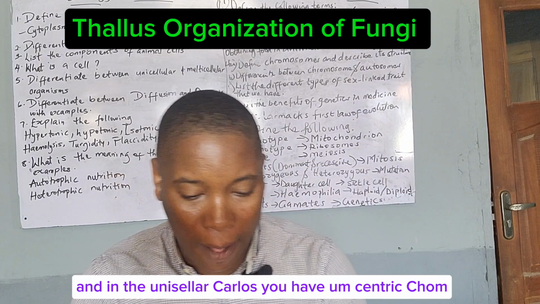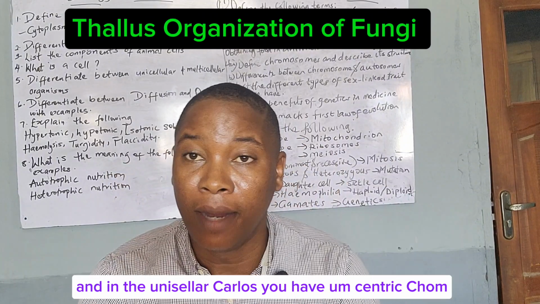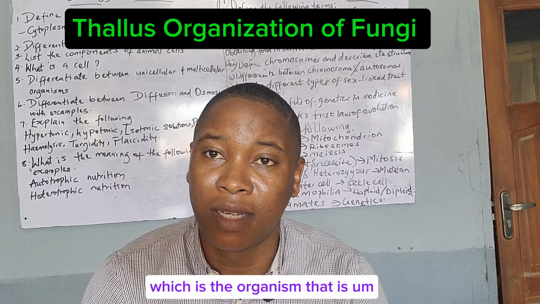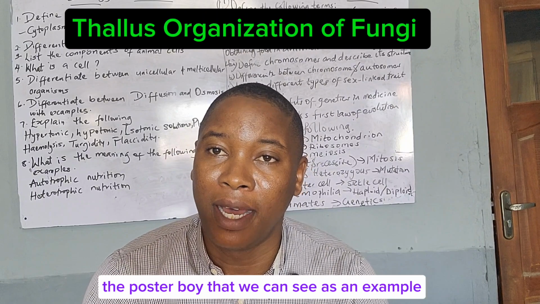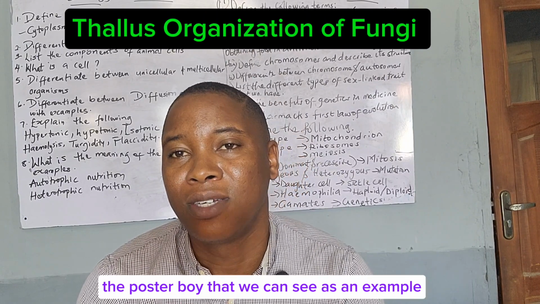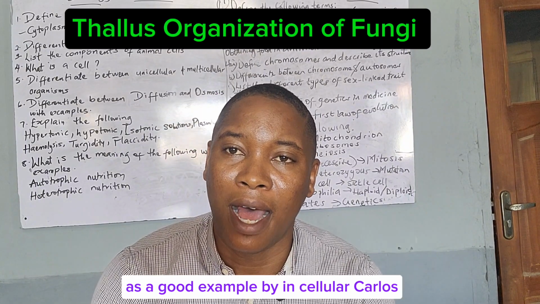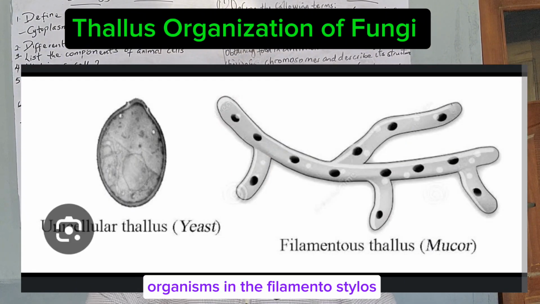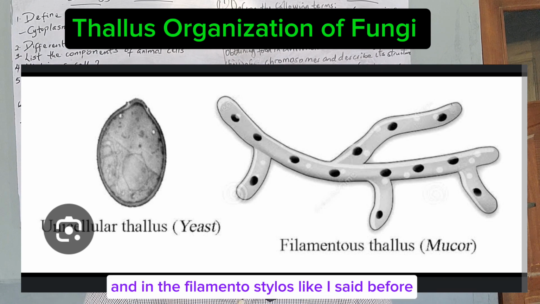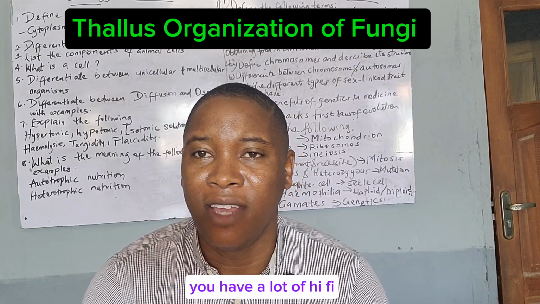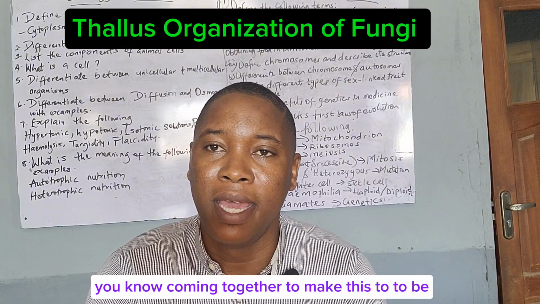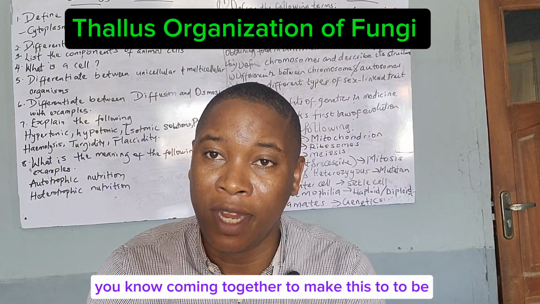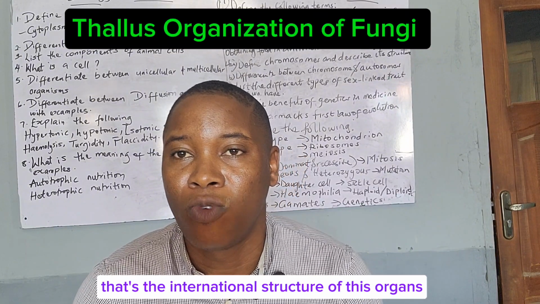In the unicellular thallus, you have Saccharomyces, which is the poster boy, a good example for our unicellular thallus. And then you have other organisms in the filamentous thallus. In the filamentous thallus, like I said before, you have a lot of hyphae coming together to make this. That's the internal structure of this organism, what it looks like.